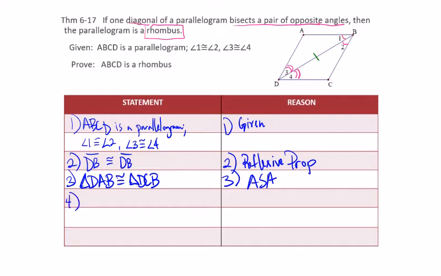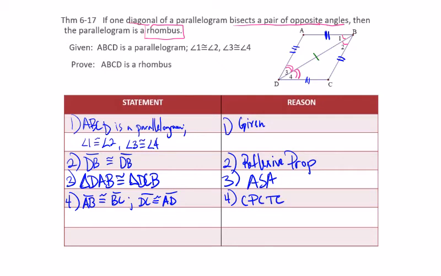All right, and then step 4, now we can say, okay, well, side AB must be congruent to side BC, right? Because those correspond. So AB must be congruent to BC, and DC must be congruent to AD. So DC must be congruent to AD. And that's all true by CPCTC.